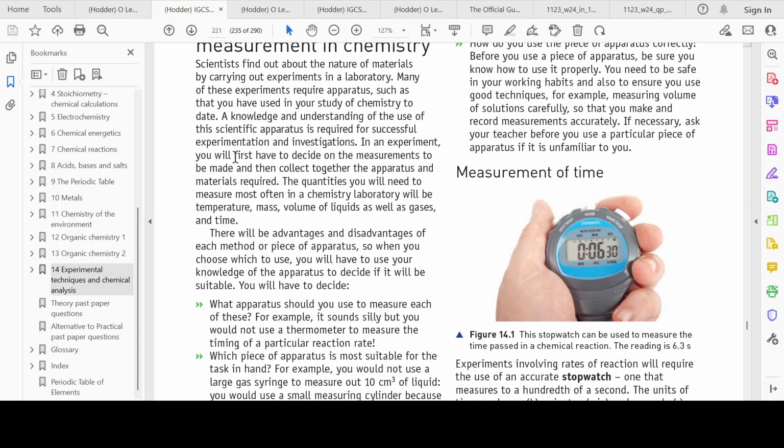In an experiment, you will first have to decide on the measurements to be made and then collect together the apparatus and materials required. The quantities you will need to measure most often in a chemistry laboratory will be temperature, mass, volume of liquids as well as gases, and time. There will be advantages and disadvantages of each piece or method of apparatus. So when you choose which to use, you will have to use your knowledge of the apparatus to decide if it will be suitable.